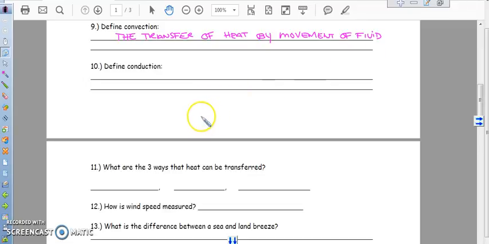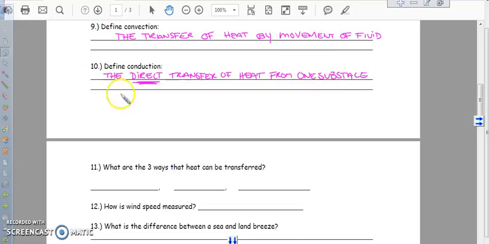Okay, conduction is when it's actually touching, so the direct, and that's what's important, direct transfer of heat from one substance to another that is touching.